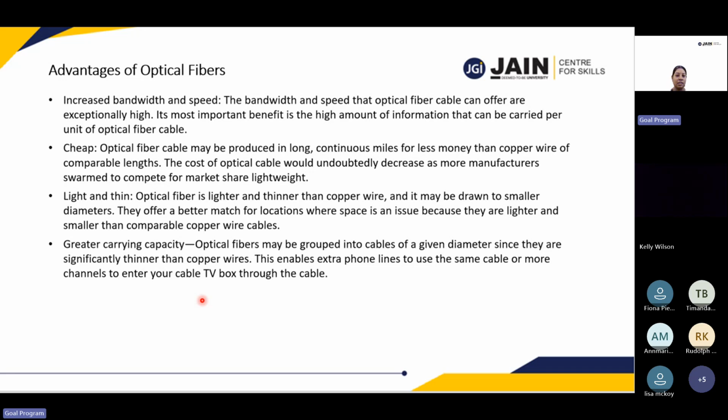Greater carrying capacity. They are able to carry a huge amount of data, different types of data at a time, using the fiber optic cable. So this enables extra phone lines to use the same cable, or more channels to enter your cable TV set-top box through the same cable.